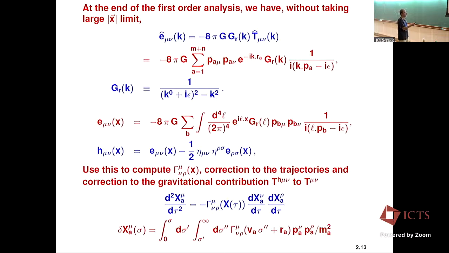G_R of k is given here, this is the retarded Green's function. So from this we can get E mu nu and H mu nu, okay, by the Fourier transform of these objects, right? Because once you know E hat, E is just a Fourier transform of this, because that's the definition of E, that's what relates E and E hat, the Fourier transform. That's what we have written here.